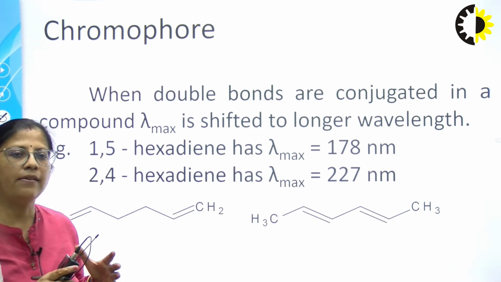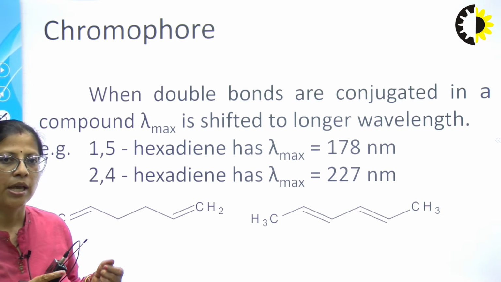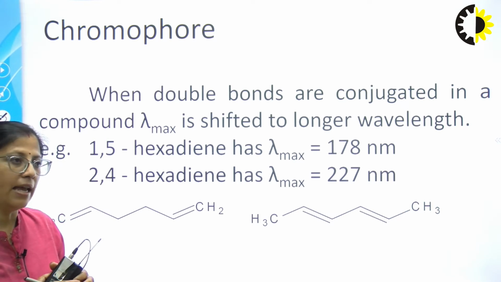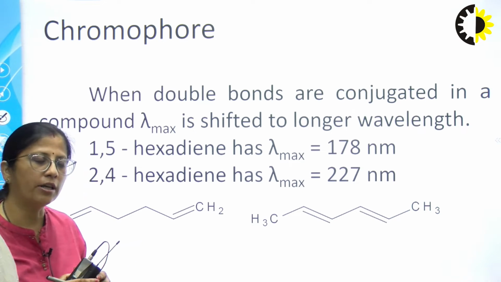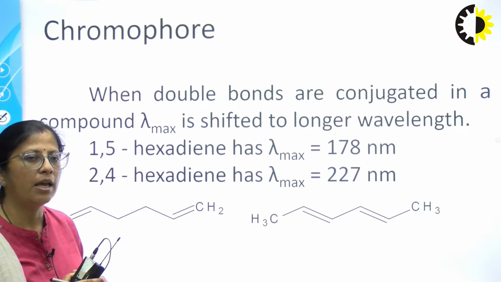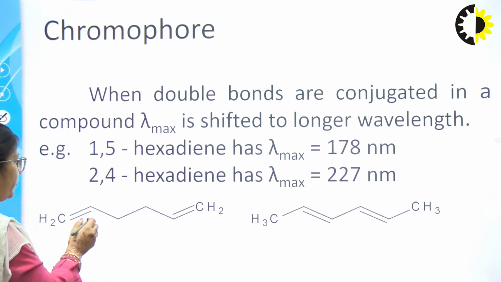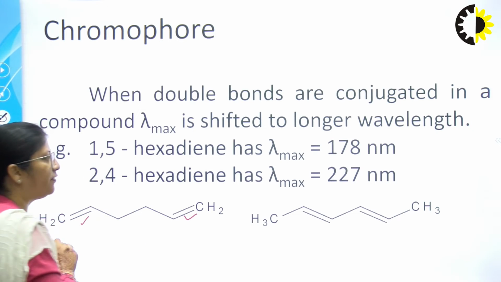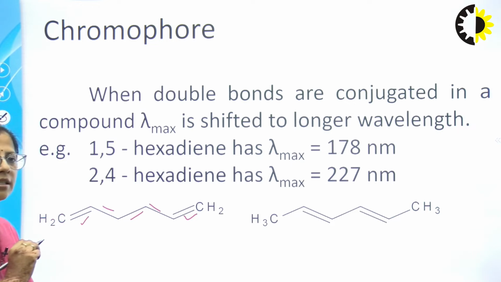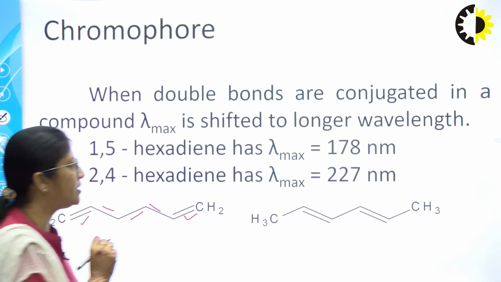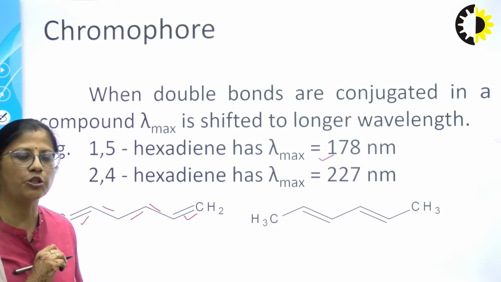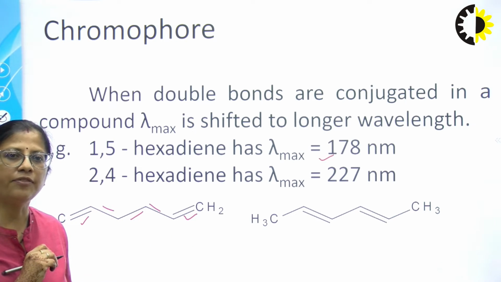That was the case when there is a single double bond and there are lone pair of electrons. But when double bonds are present in conjugation, then the lambda max is shifted to a longer wavelength. I am going to discuss later how the lambda max shifts towards the longer wavelength. Here you can see there are two double bonds in 1,5-hexadiene, but there is a gap in between. These double bonds are not present in conjugation, and you can see that their lambda max is at 178 nanometers. That means it is at shorter wavelength or higher frequency.